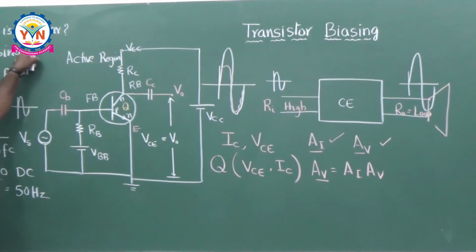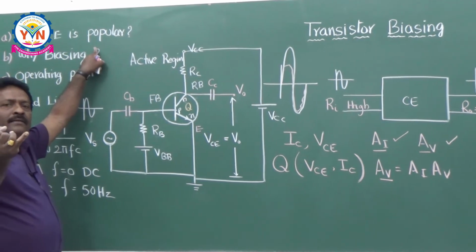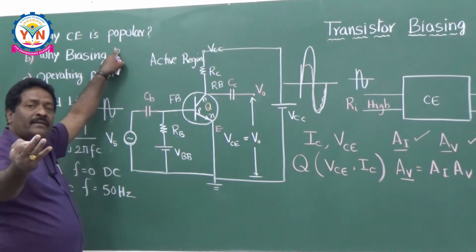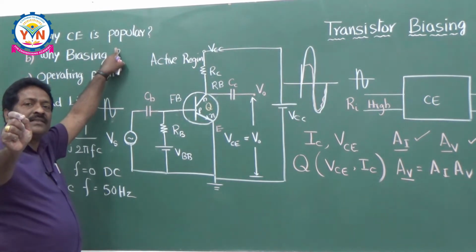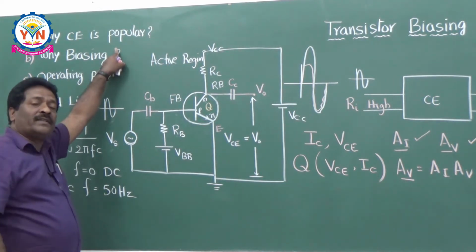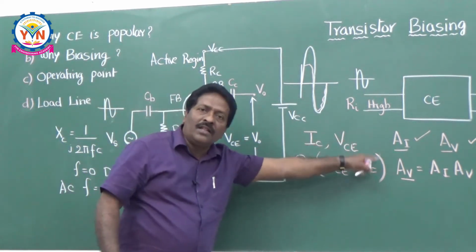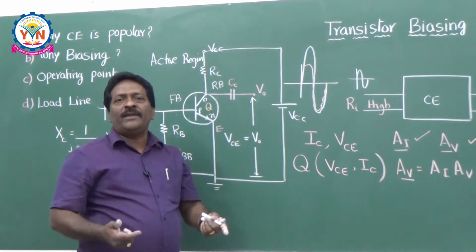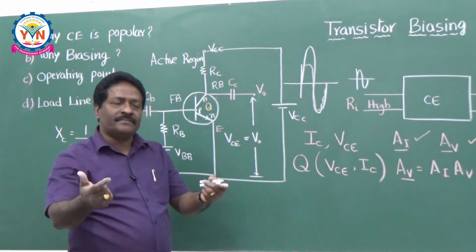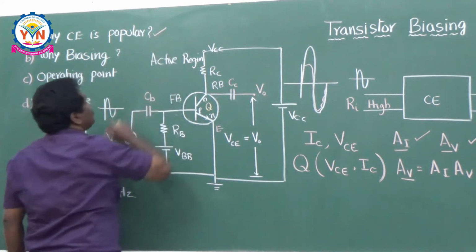So many times you are asked why CE is popular. Very simple, you can say current gain, voltage gain, power gain, input resistance is very high. The only thing is output resistance is very low, which is very much required for the amplifier fundamentals. So whatever properties I told you, all these properties are actually required for a good amplifier. Amplifier means which can enhance the signal strength. So you got the answer why CE is popular.